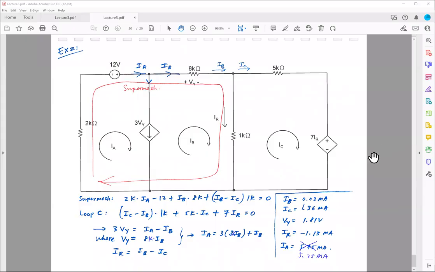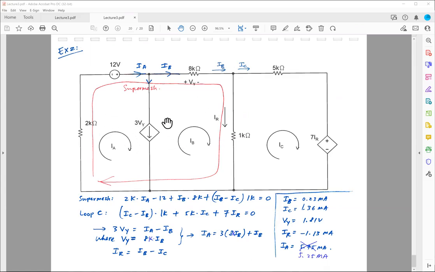Okay, so now let's move on to our last example. Again, we'll be using super mesh for this problem. Clearly we have 3 loops. I'm going to call them IA, IB, and IC. And notice that this current source is common between IA and IB.